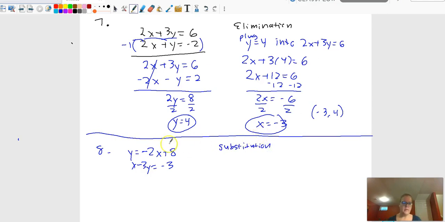If they tell you to do elimination, then all you have to do is bring this 2x over to the left side by adding negative 2x, and then it would be in standard form and you can do elimination. But if they have it in this format, it's easier to do by substitution.